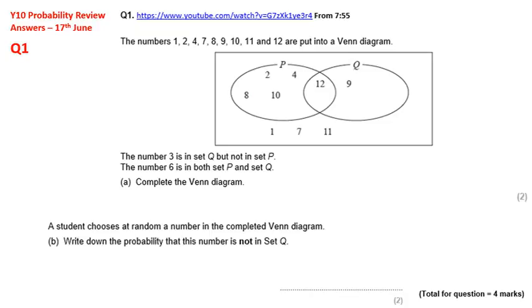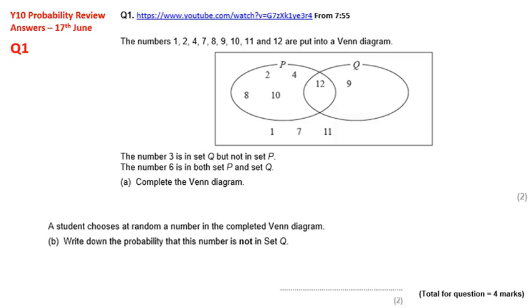In question 1, the numbers 1, 2, 4, 7, 8, 9, 10, 11 and 12 are put into a Venn diagram. We're told that number 3 is in set Q but not set P. The number 6 is in both set P and set Q, and we're asked to complete the Venn diagram. We're reading this information here.